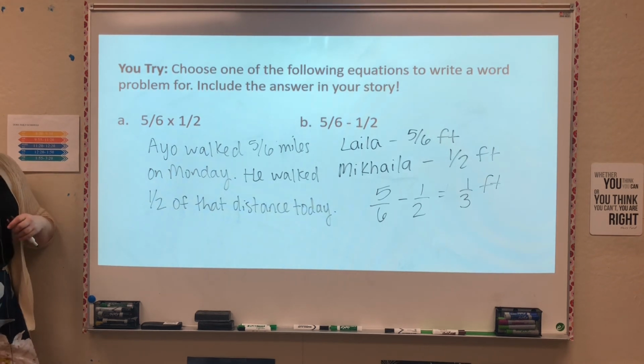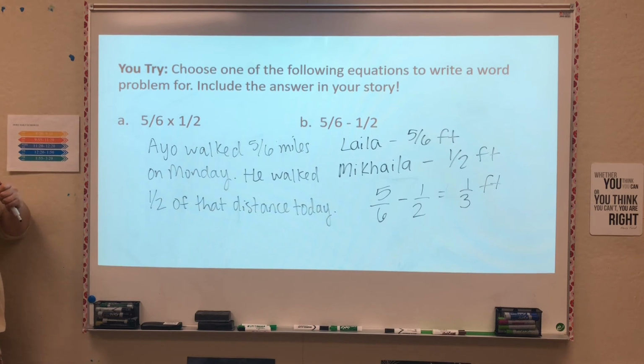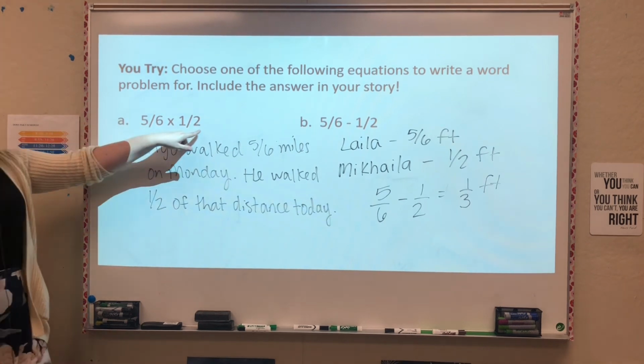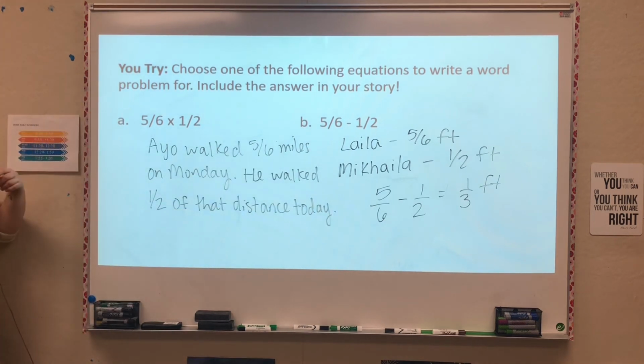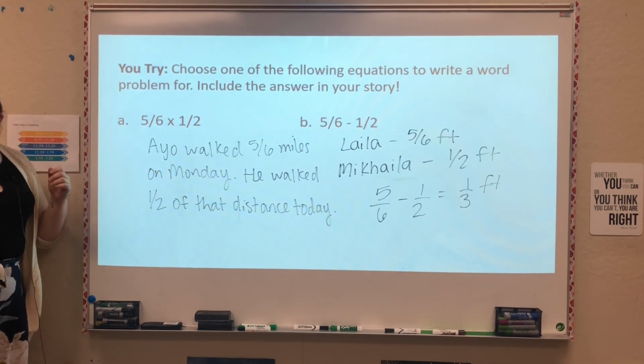Let me break it down into smaller questions. How far did he walk Monday? 5/6 of a mile. It says he walked 5/6 on Monday. How far did he walk today? One half of it, of the distance. He's splitting the 5/6 of it, like half of it. So what would we find by doing this? What information would we find in this problem by doing this? The only clue that gives me is of the distance.